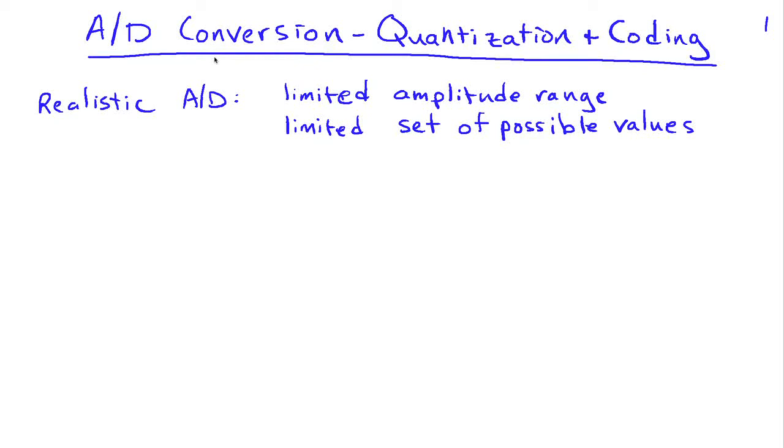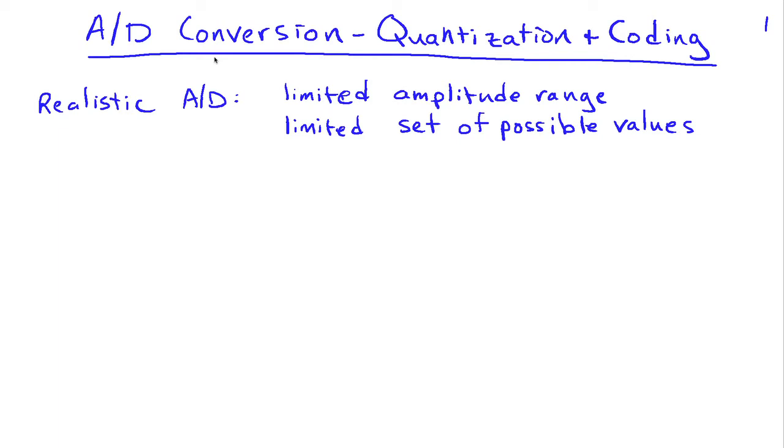Well, up to this point, when we've talked about sampling or conversion of a signal from analog form to digital form, we've ignored a couple of important issues that take place in the A to D converter. A realistic A to D has a limited amplitude range. In other words, it can't represent signals of arbitrary size. And of course, we're accustomed to that because amplifiers and so on have limited input ranges as well.